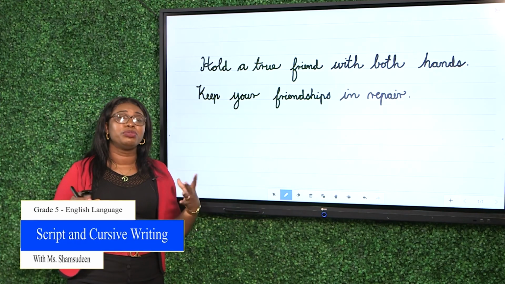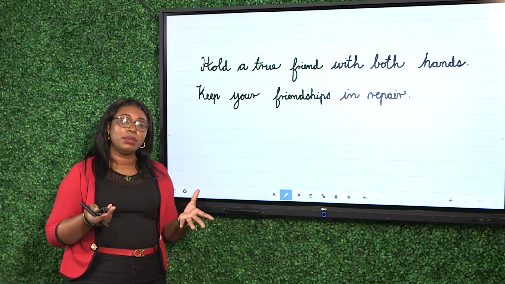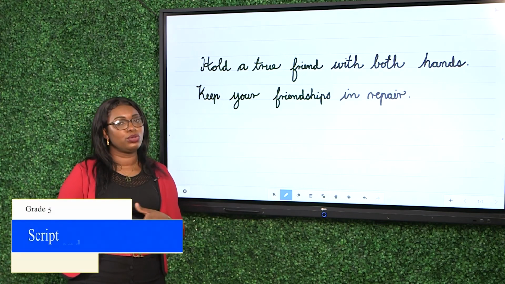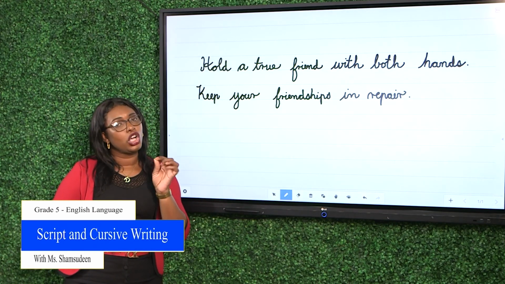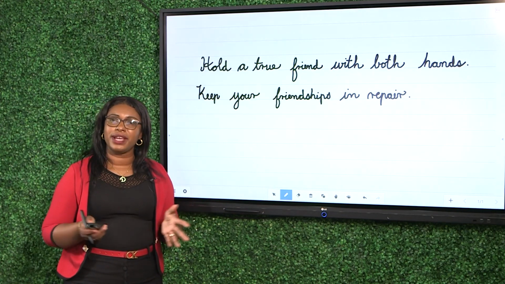Cursive writing could be pretty fun. So try starting to write your name in cursive if you don't know how to, and then get that longer piece of script writing and translate it into cursive writing.